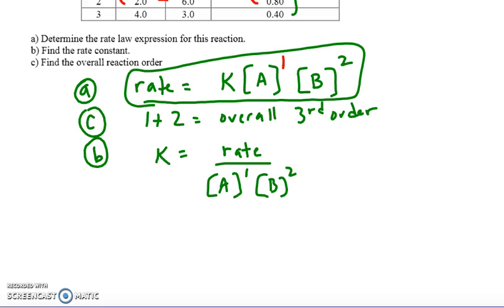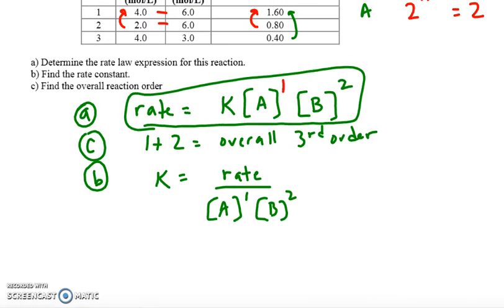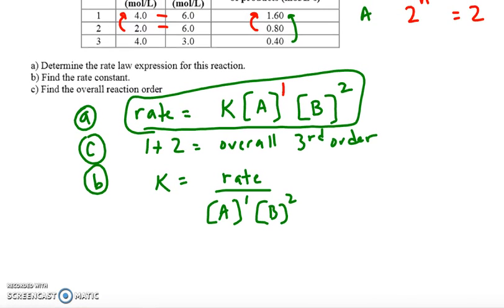Right? And now we just have to go pick a trial. It doesn't matter which trial you choose, just pick a trial and substitute in the rate, the concentration of A and the concentration of B, and solve for K. So I tend to choose trial 1. I don't know, it just seems to make sense to me to pick the first one.